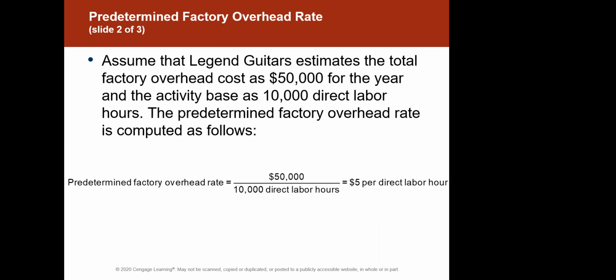So here's our example. Legend Guitars has a total factory overhead cost of $50,000 for the year. The activity base that they expect for the year is 10,000 direct labor hours. So for every direct labor hour a job has, we're going to apply $5 in overhead costs. So now each job will have applied to it the direct materials, the cost of materials that went into the job, the direct labor, the cost of the labor that went into the job, and overhead, which will be assessed to the job at $5 per direct labor hour. That's the process.